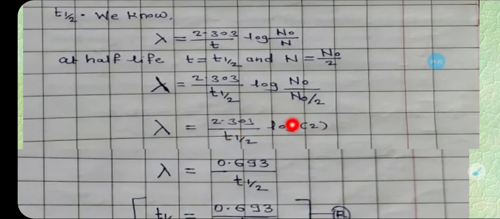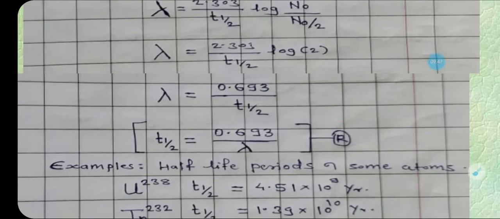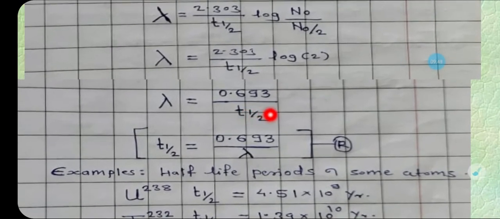We know the log of 2 is 0.3010. So substitute the value of log 2. We get lambda is equal to 0.693 upon T1/2. Here we are interested in T1/2, that is the half-life. So this will go to the LHS and this will go to the RHS. So T1/2, that is half-life, is equal to 0.693 upon lambda.